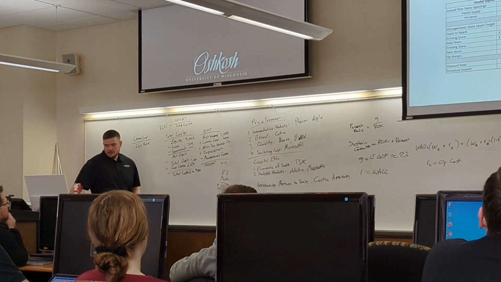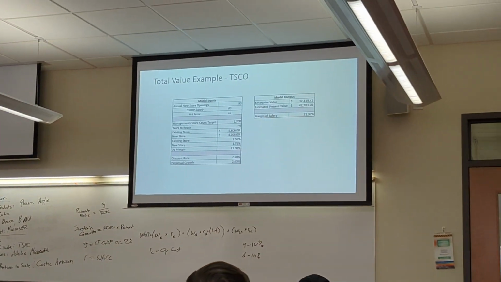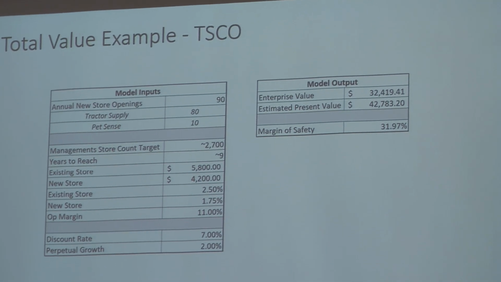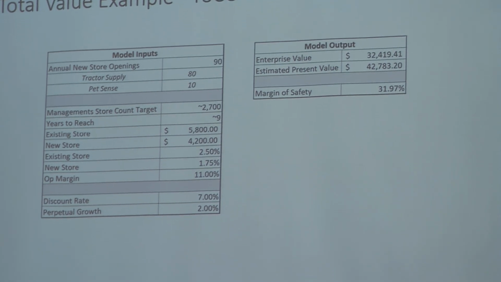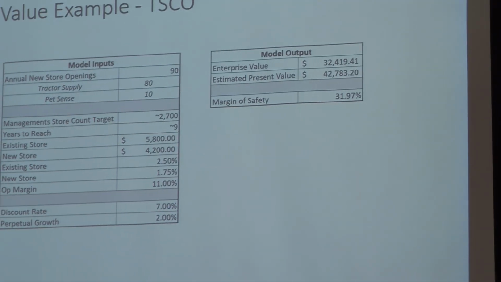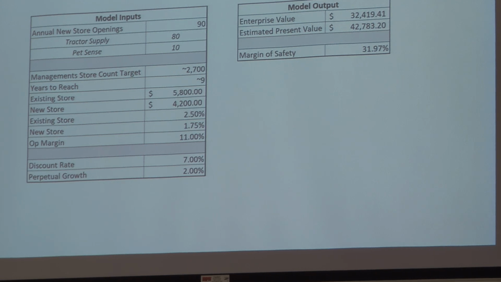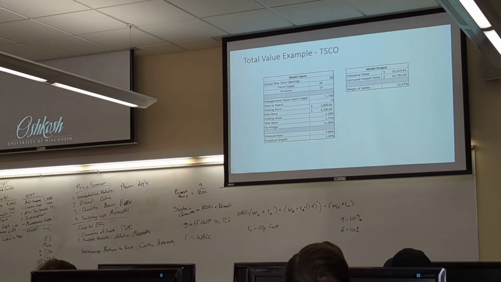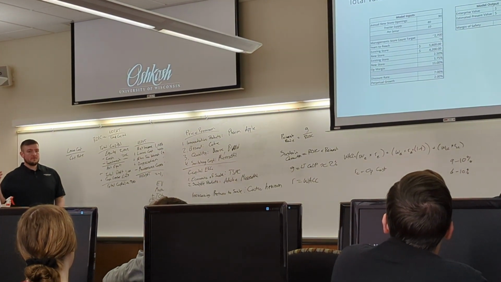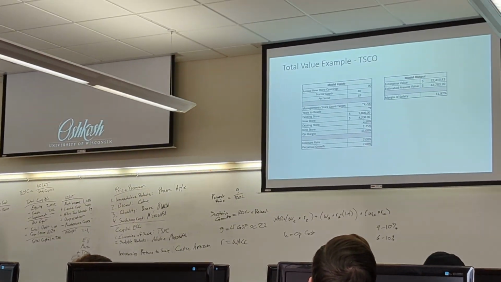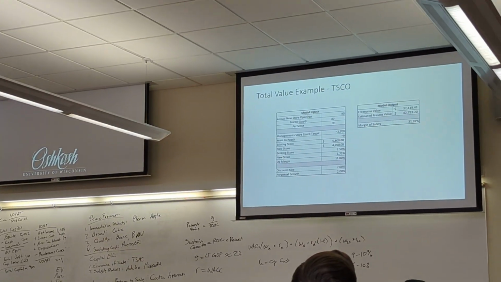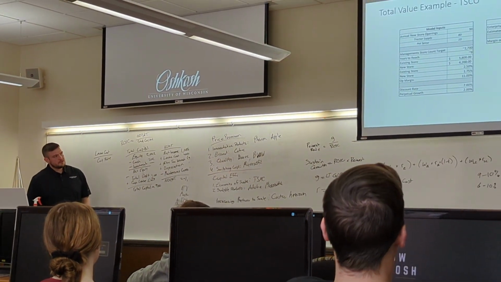So jump over here, my key inputs, again, the 90 stores adding per year, that was about 9 years it took them to reach management's target for their total store footprint. My starting values for existing store sales, new store sales, what that growth rate each year would be inside of both of those subsets of stores, what my operating margin is going to be, discount rate, again, perpetual growth at 2%. Nothing can grow faster than the actual economy over time, or else there'll be a halt to the economy. We're good. But then you've got your estimated value, estimated present value. My margin of safety is a little bit higher here, so that's about 30%.